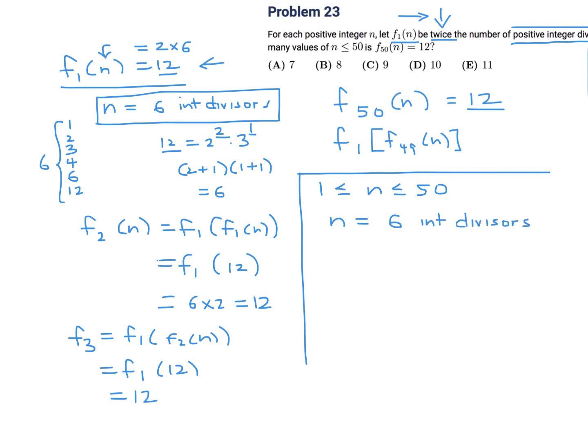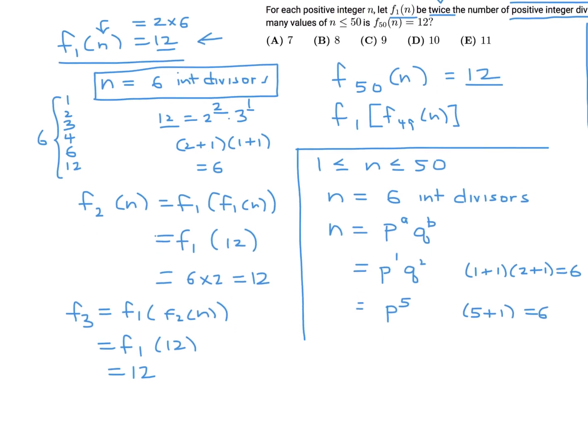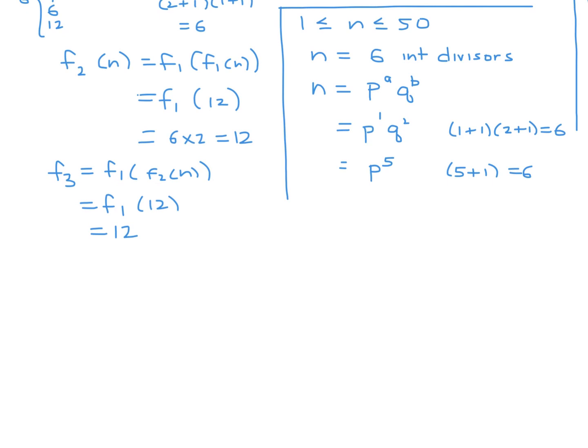And that will be true if n is, first, let's break it up into its prime factors, let's say p to the power of a, q to the power of b. If we have this scenario, p to the power of 1, q to the power of 2, the number of integer divisors will be (1 plus 1) times (2 plus 1), which is 6. So we have to find all the scenarios that fit that. There's another scenario: if you just have p to the power of 5, then the number of integer divisors will be just 5 plus 1, which is 6. That's another one. So we have to now explore these scenarios.